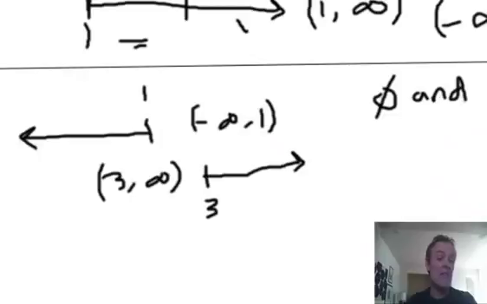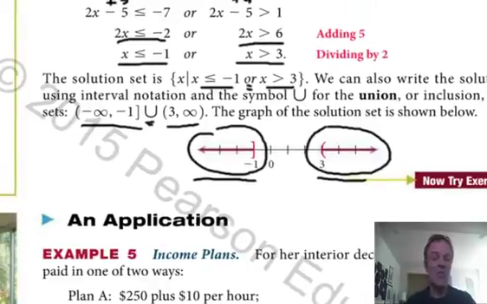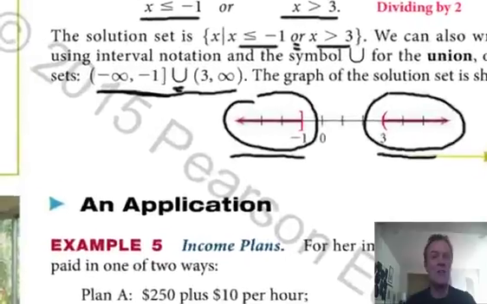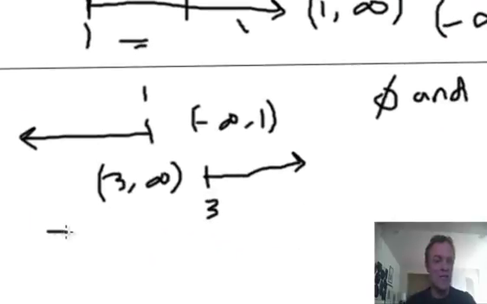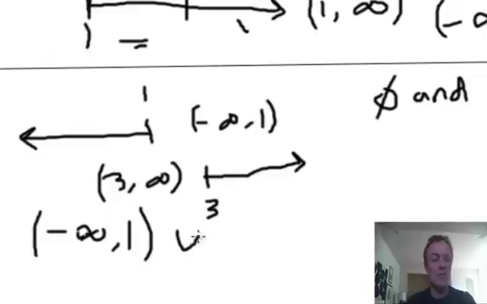Now then, if this was an OR question, then it'd have to be a bit like this. It's two separate areas, so you've got to write it like this. So this would be negative infinity to 1, that's the top one there. And then it's a union, 3 to infinity, and that's how I'd write it if it was an OR question. Again, I'm just making these up.